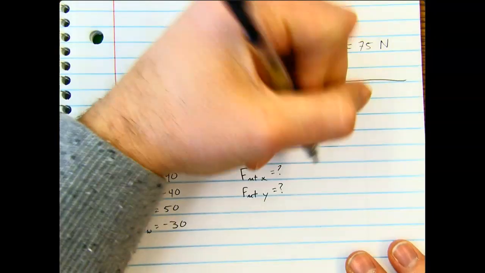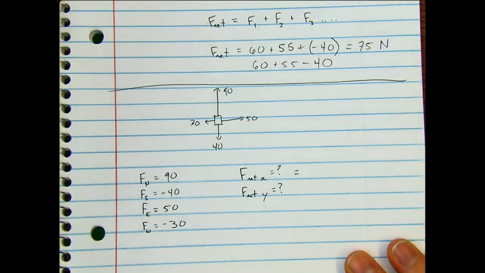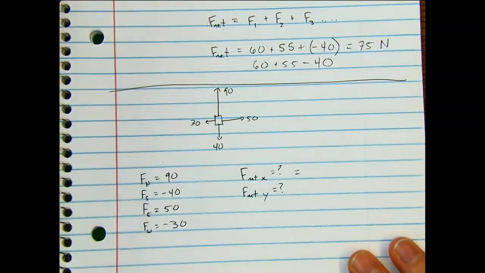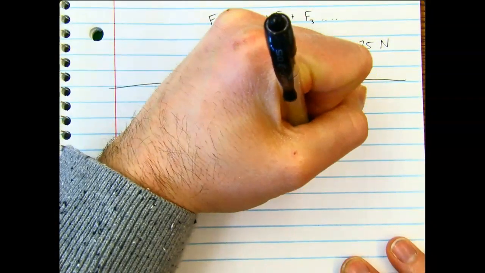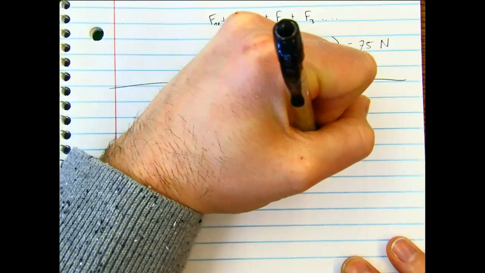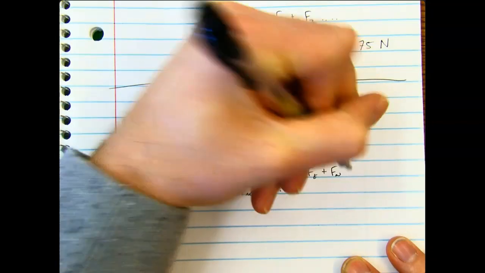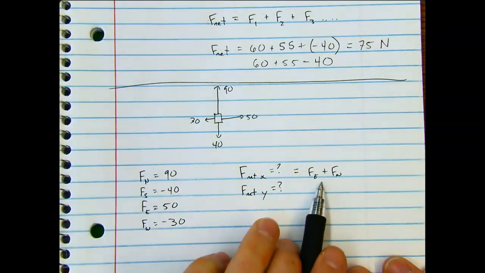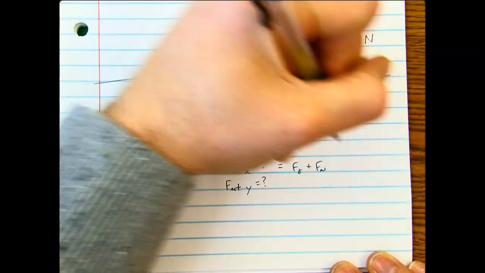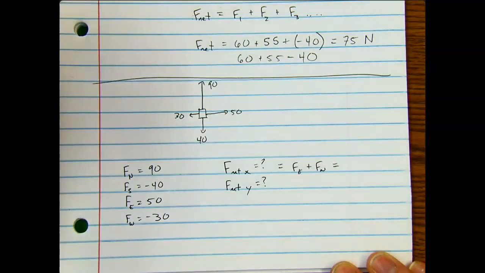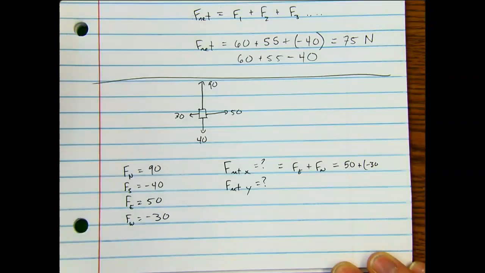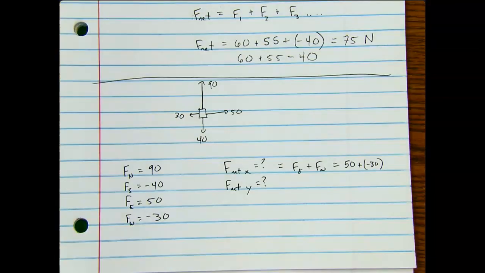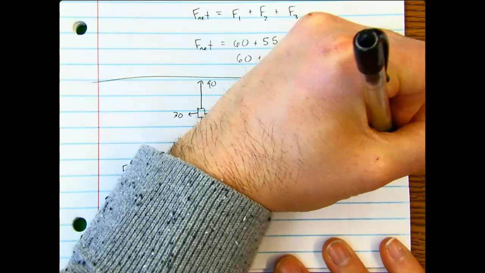All right, so for the x direction, we only want to add up the forces in the x direction, like east and west. So that would be F of east plus F of west. All right, from here, I'm going to substitute some numbers in. So 50 newtons for east, and then negative 30 newtons for west. All right, and that's going to come out to 20 newtons.